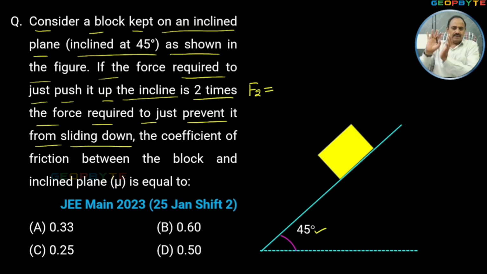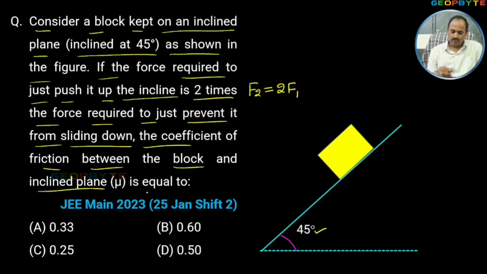and F1 be the force required for just stopping the block at that location, or F1 is the force required just for preventing the sliding down of the object, then F2 equals 2 times F1. That condition is given. F1 is the force required for preventing the sliding down, whereas F2 is the force required for pushing up the block. The coefficient of friction mu between the block and inclined plane is how much? You are asked to decide the coefficient of friction.